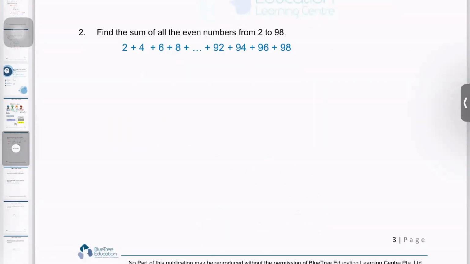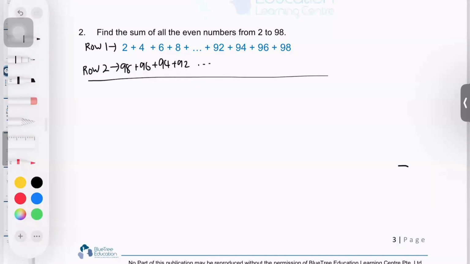Okay, next one. This is your Gauss theorem. The first thing that you have to do is to flip it around. So what do you notice about the pattern, class? Every time you have one set, it will always be the same. So now, how many sets of hundreds are there?